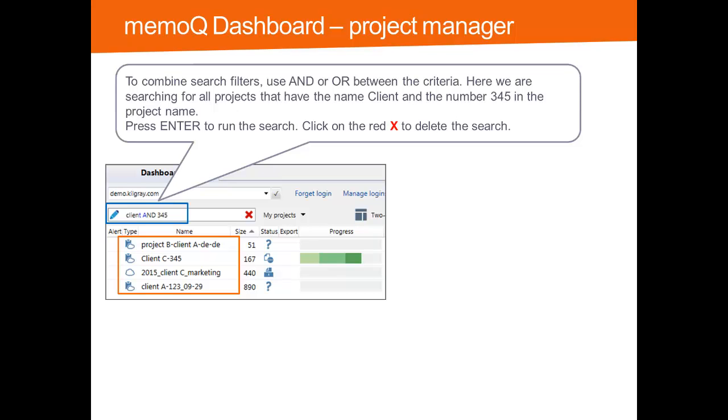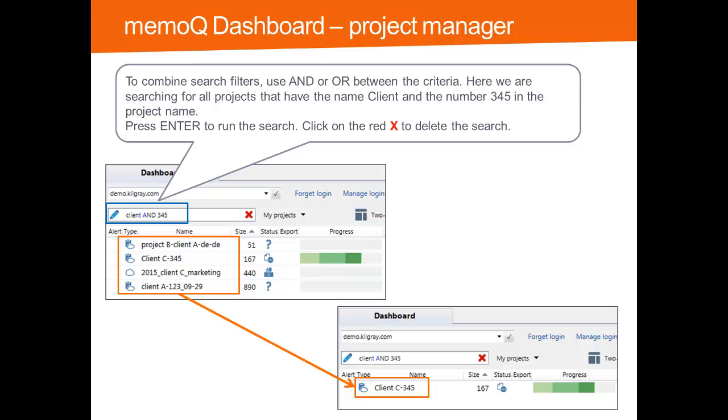To combine search filters, use AND or OR between the criteria. Here we are searching for all projects that have the name Client and the number 345 in the project name. Press Enter to run the search. Click on the red X to delete the search and return to the full list of projects.